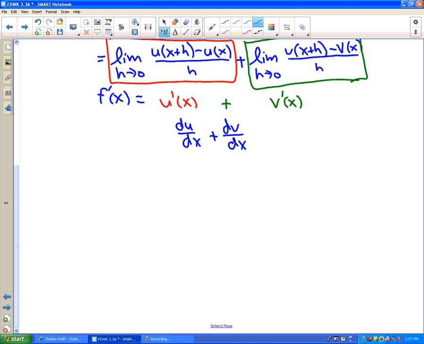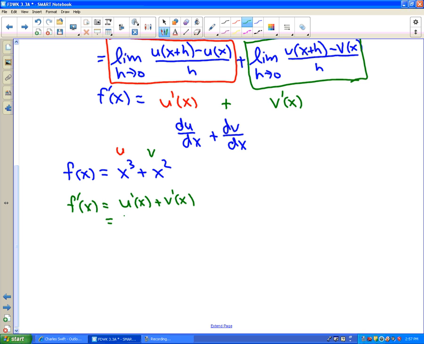Now here's what this allows us to do. If we have f of x equals x cubed plus x squared, we have two functions here. We have a u and we have a v. So our derivative of f is going to equal the derivative of u plus the derivative of v. The derivative of x cubed is 3x squared. The derivative of v is 2x. So the derivative of x cubed plus x squared is 3x squared plus 2x.